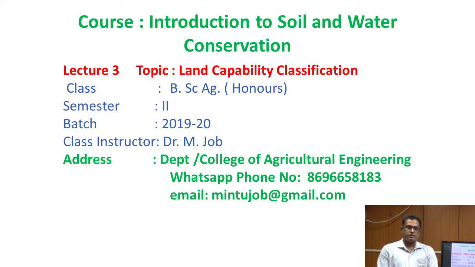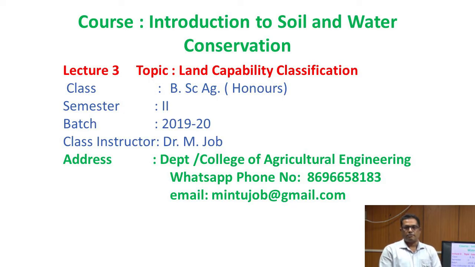As we have discussed in the previous class, all crops cannot be grown in all types of land. So accordingly, we have classified the capability of land. We have classified it into two main groups. One is the land which is suitable for cultivation, and second is the land which is not suitable for cultivation.